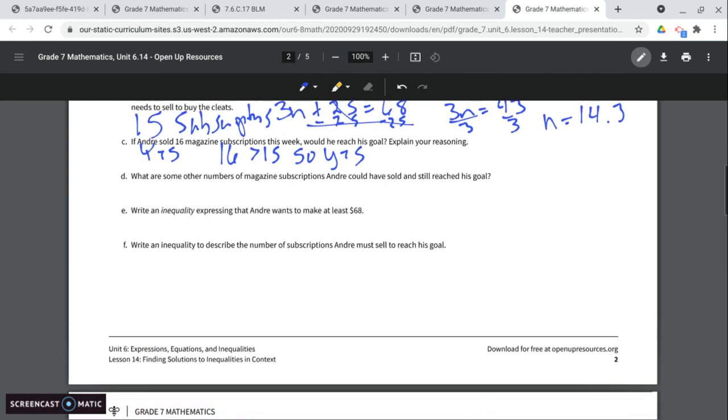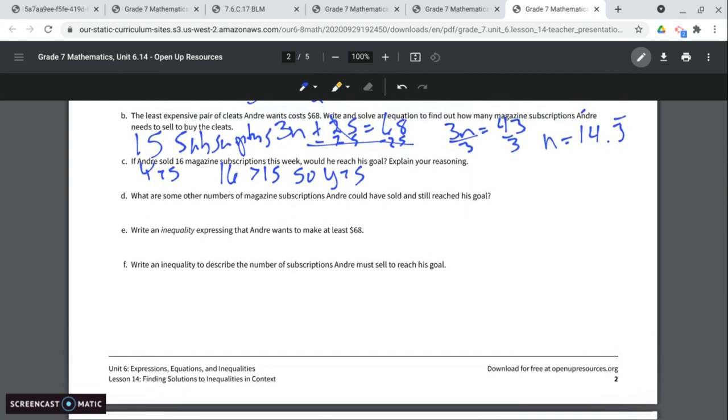What are some other numbers of magazine subscriptions Andre could have sold to still reach his goal? So he could have sold 15, 17, 100, 90, basically any whole number greater than our 14. Write an inequality expressing that Andre wants to make at least $68. So that's just using our expression for how much he earns a week. And then he wants to earn at least the 68, so greater than or equal to 68.